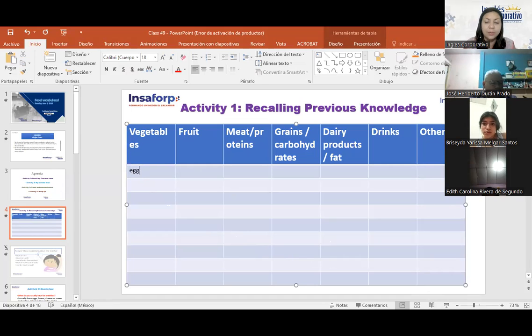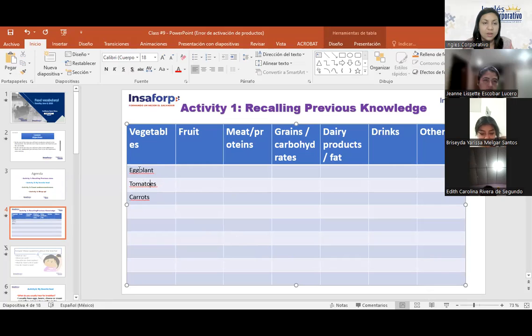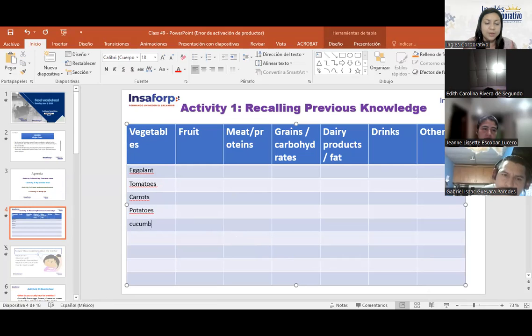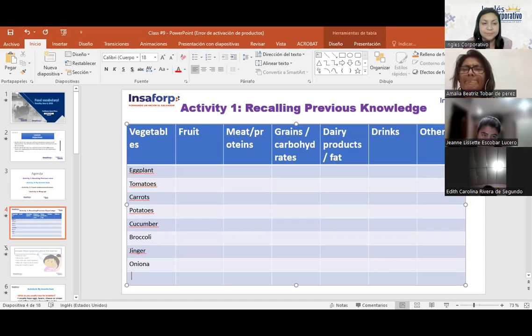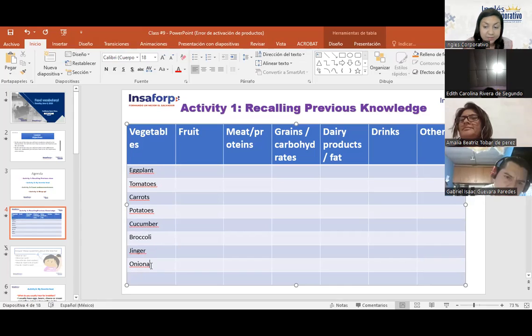Eggplant. Oh, eggplant. What else? Carrots. Broccoli. Potatoes. Onions. Cucumber. Ginger. Garlic. Also lettuce. Tomatoes and lettuce to make a salad.